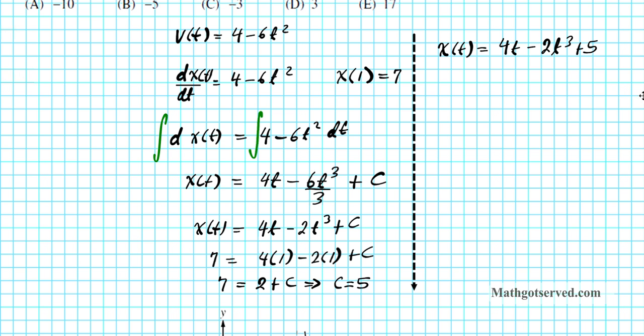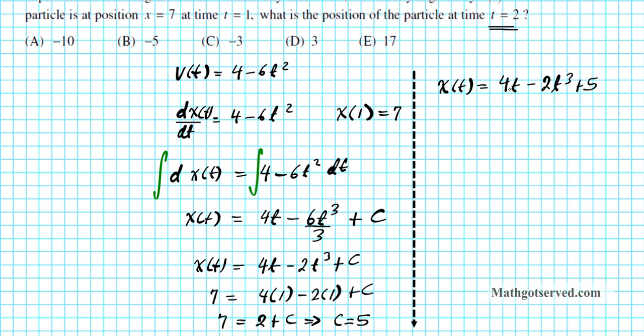So what are we going to use this for? It helps us to compute the position at any particular time. We're asked to determine the particle's position at t equals 2. So we just evaluate the position function at t equals 2. So we have 4 times 2 minus 2 times 2 to the third plus 5. Simplify this. 4 times 2 is 8. 2 to the third is 8, times 2 is negative 16, plus 5. These two will add up to 13. Subtract it from 16, you get negative 3. Final answer is option letter C.